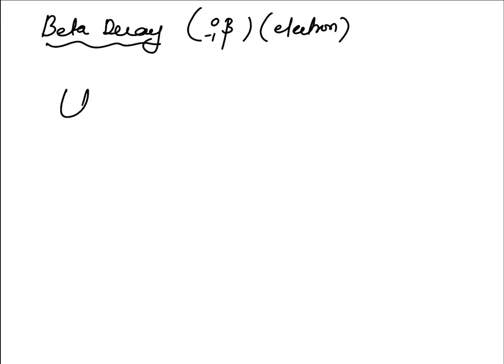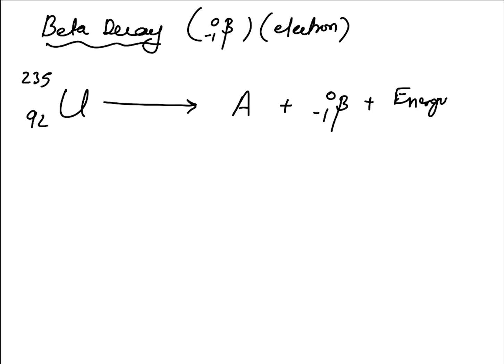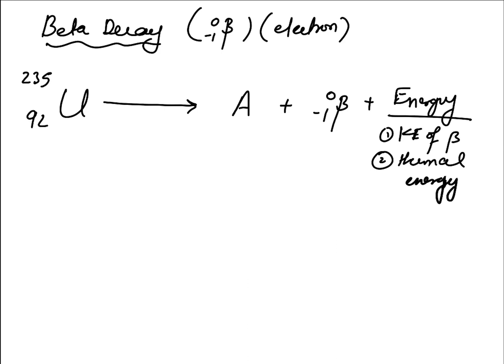I'm going to take the same particle, that is uranium-235, 92, becoming something new, let's say particle A, I don't know what that is, plus the beta particle that has been emitted, which is 0 beta minus 1. And again, plus energy, which is again the energy or the kinetic energy of beta, point number 1. Point number 2, thermal energy from this reaction in terms of heat, simply heat.